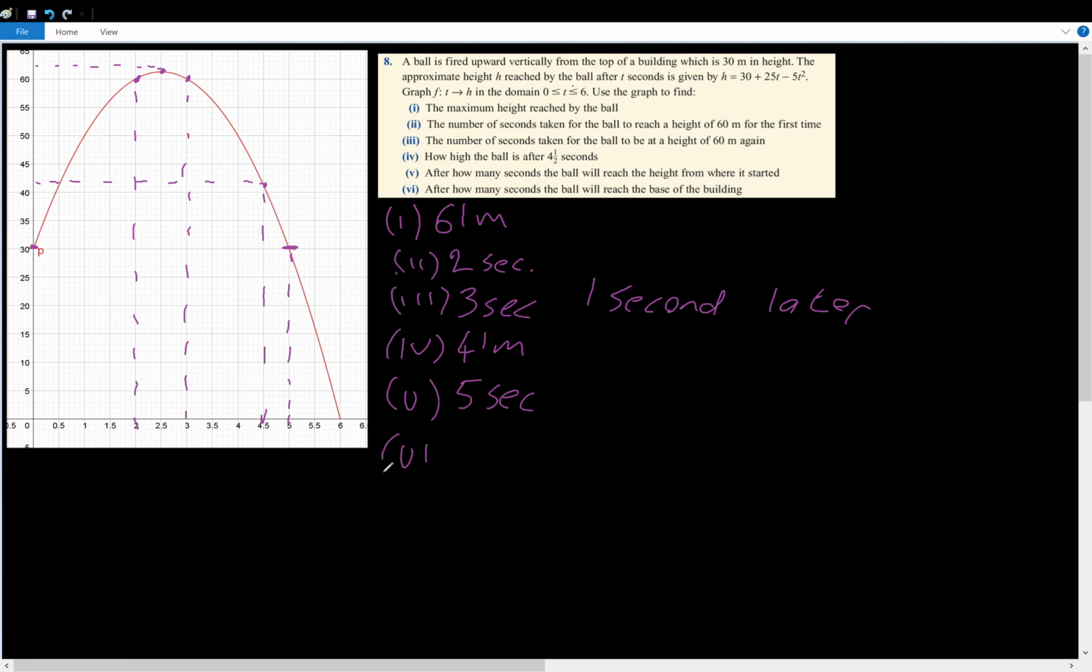And then for part 6, we're asked after how many seconds will the ball reach the base of the building. Now we're to assume that the base of the building is 0 meters in height. And if we look at our graph, our ball reaches 0 meters in height right down here at the very end, after what looks like 6 seconds. And that is that.